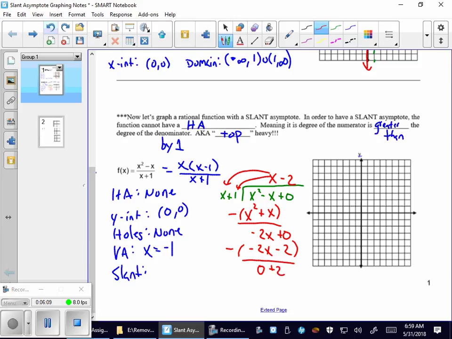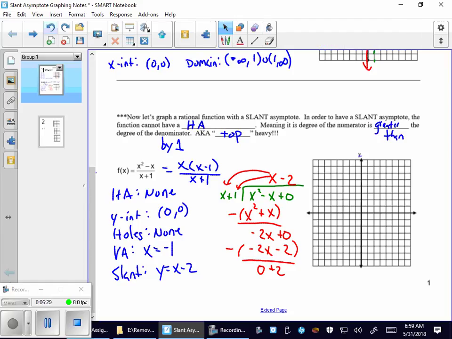But the remainder does not matter for the slant asymptote. So your slant asymptote is the equation y equals x minus 2. It is that line. That's the line we're talking about. That's the slant asymptote.